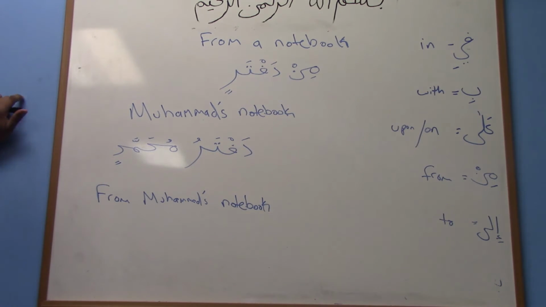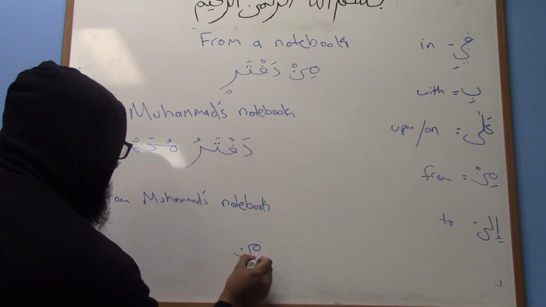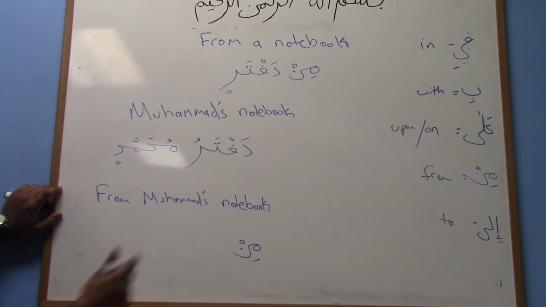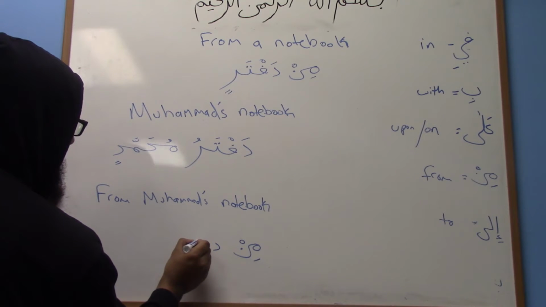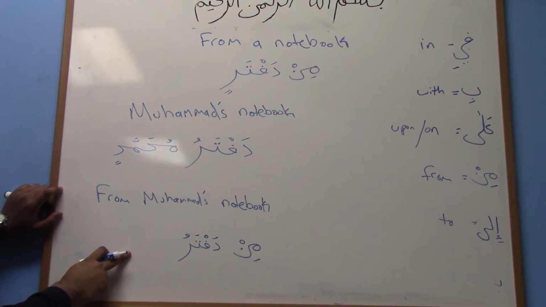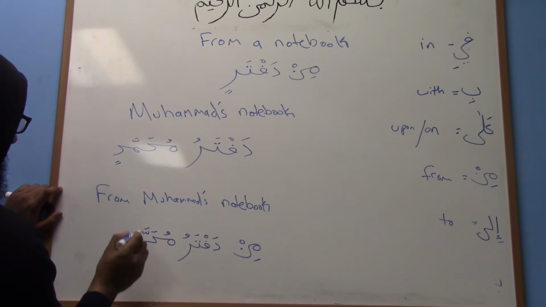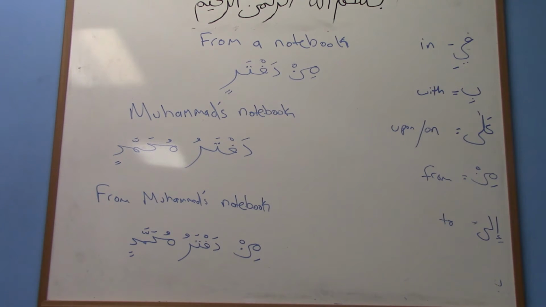Just give me the words. How do you say from? Min. How do you say Muhammad? What would you put first? Daftar first, right? But we'll say daftaru for now, and then Muhammadin. Min daftaru Muhammadin.